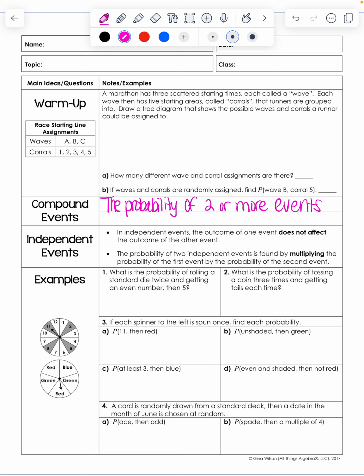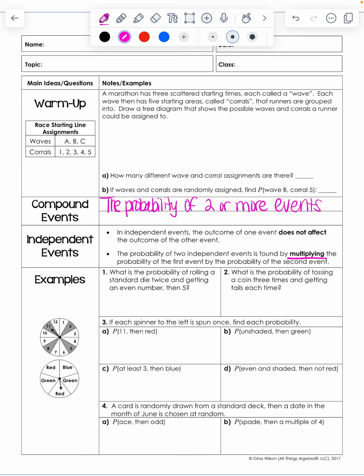Spinning a spinner, as long as all of the numbers or all of the different things on the spinner are still there, each thing is independent of each other. When we are finding the probability of these compound events, like flipping a coin and landing on heads, or spinning a spinner and landing on the number 10, you just find the probability of each one and then multiply them. So it's pretty simple. For example, what is the probability of rolling a standard die twice and getting an even number and then a 5?